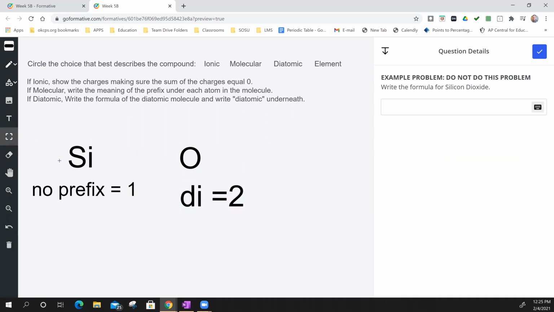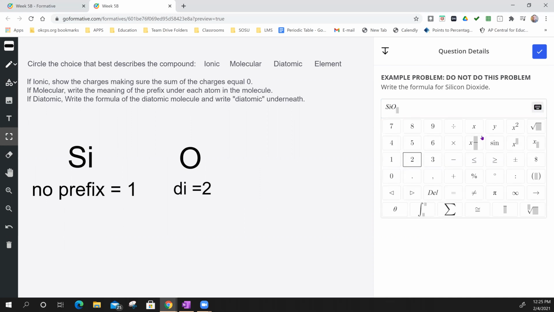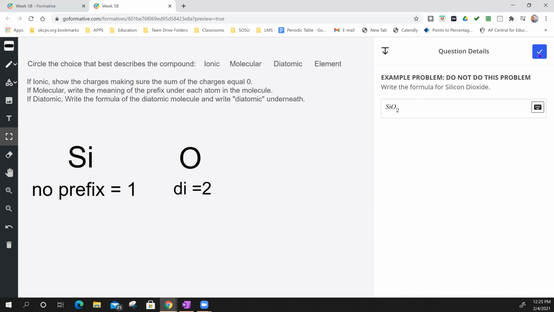So you should not show any charges here. If you do, you will be marked incorrect. So you have 1 silicon, 2 oxygen, and that's what that means. Si, and then O, and then subscript 2. And that's all you've got there.